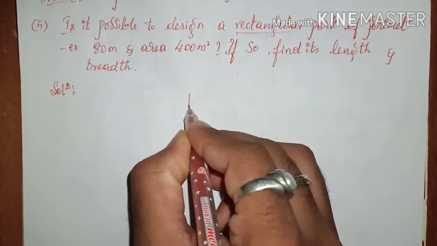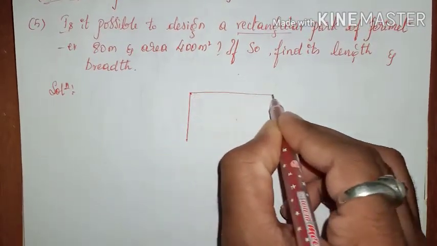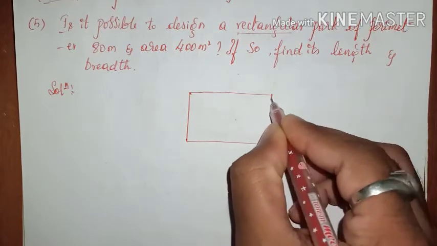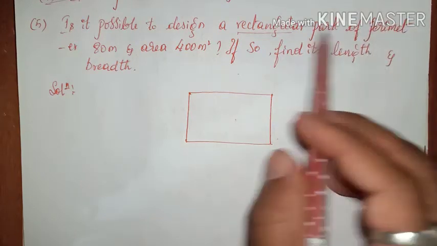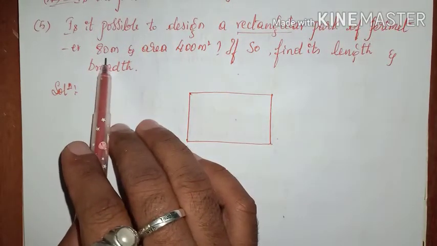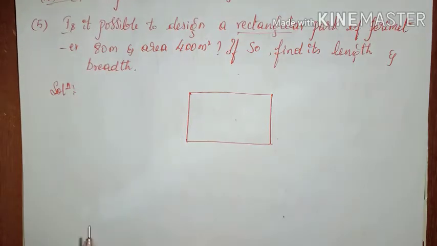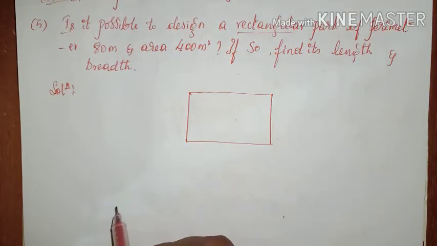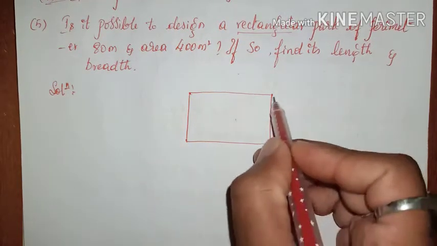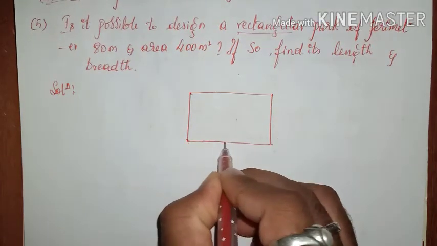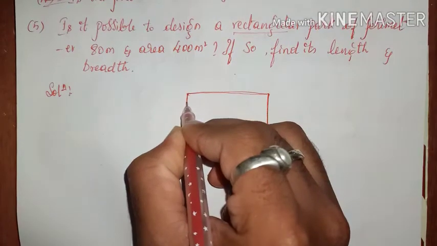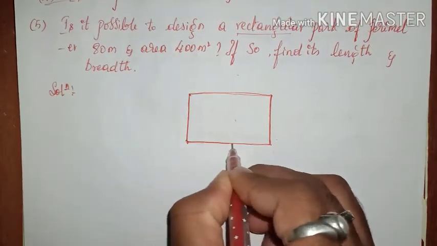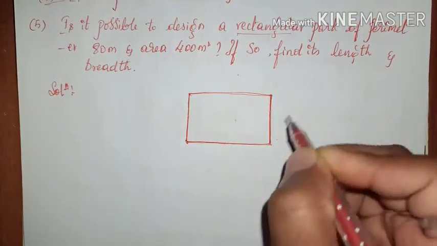Let us take one rectangle. Okay, we designed the rectangular park here. Let us check the measurement. The perimeter is how much? 80 meter. We must know what perimeter is. If this is the rectangle, the perimeter is nothing but the sum of all the sides, or the boundary, isn't it?